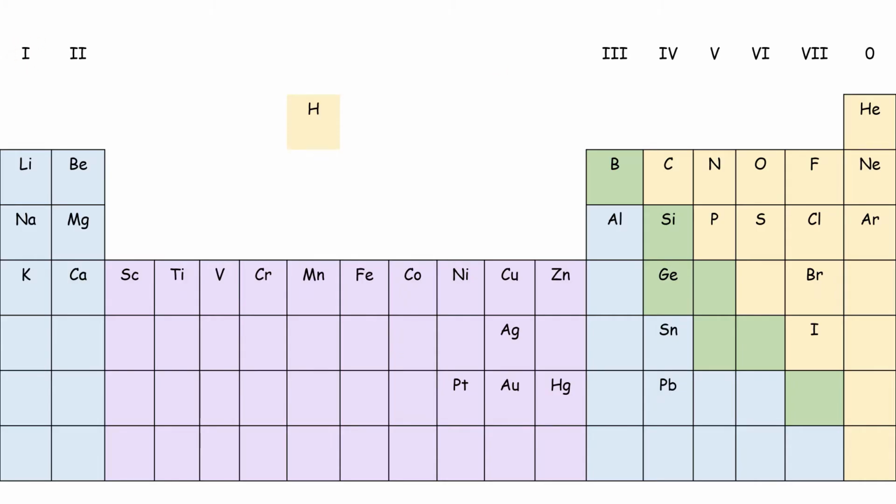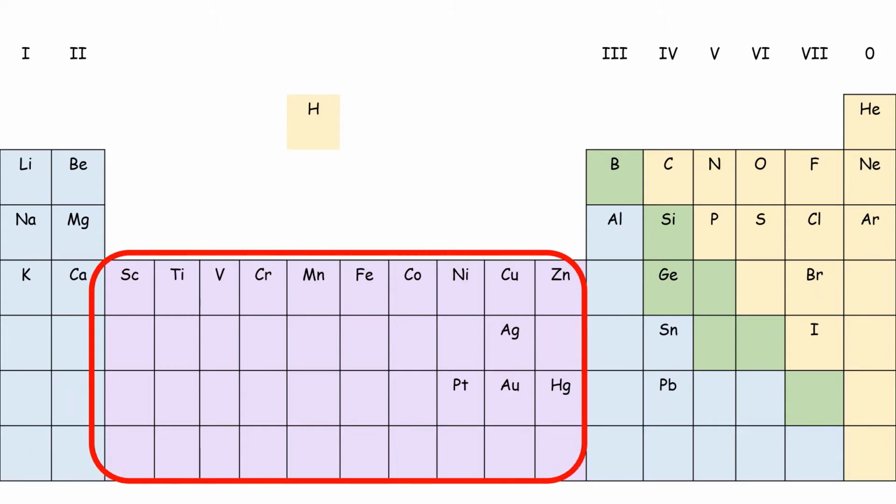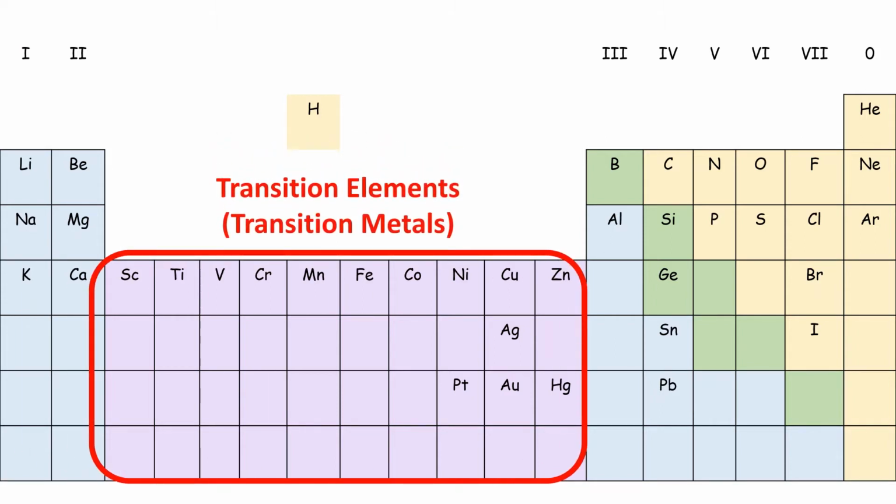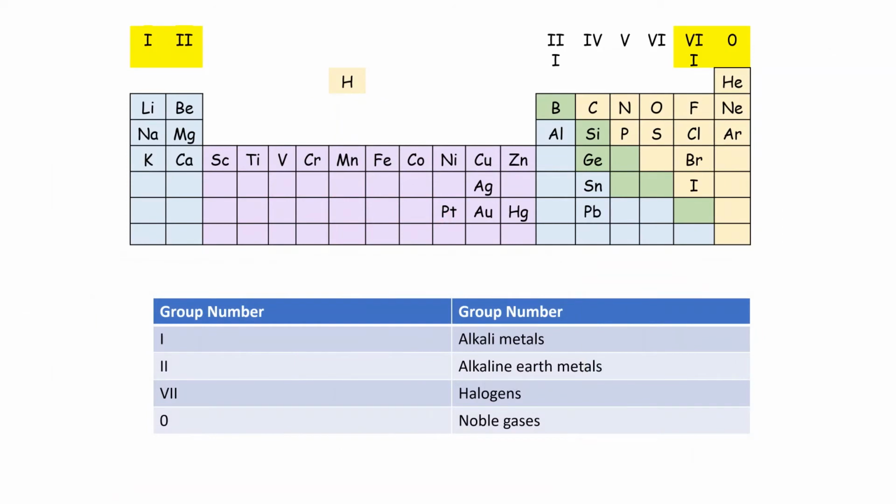There are some elements that are in between group 2 and group 3. They are called transition elements. Some people call them transition metals because all transition elements are metals. There are some names for some groups. Group 1 is called alkali metals. Group 2 is called alkaline earth metals. Group 7 is called halogens, and group 0 is the noble gases. We will discuss them group by group later on.